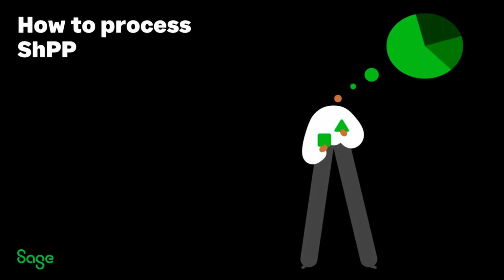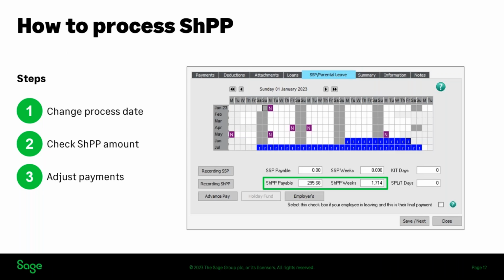So next up, we're going to look at how that fits into the payroll process, and we'll briefly touch on adjusting other payments. So just to keep this simple, we'll start by setting our process date to the date the employee is paid. The statutory payment will calculate up to that date. We can then check the shared parental pay amount. Now that's found on the SSP Parental Leave tab. So you'll see the amount payable and the number of weeks. And then your third step is to make any adjustments to basic pay where required.